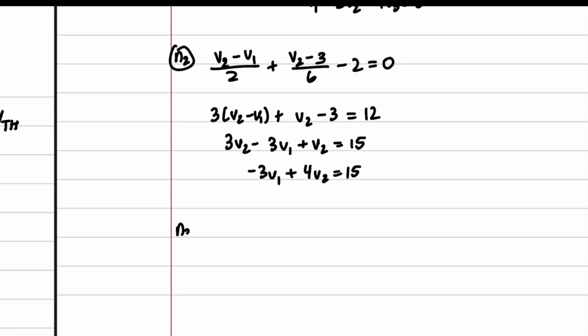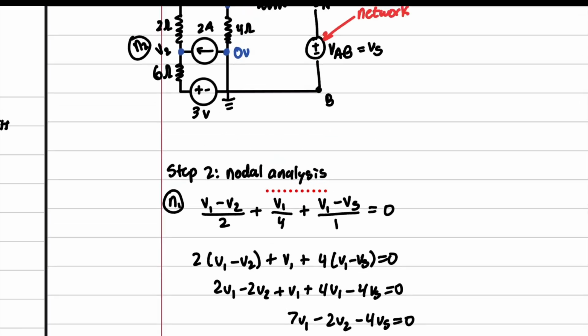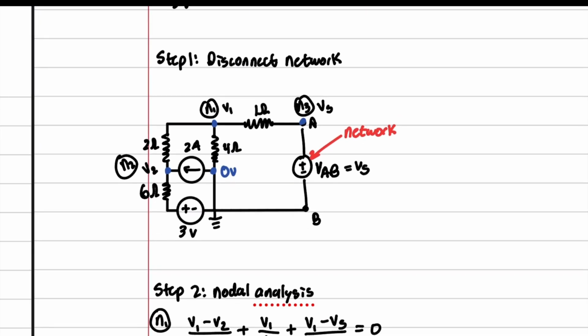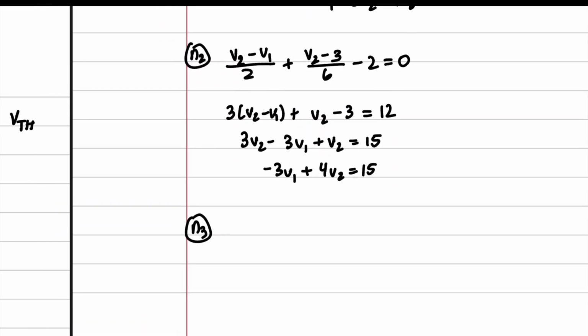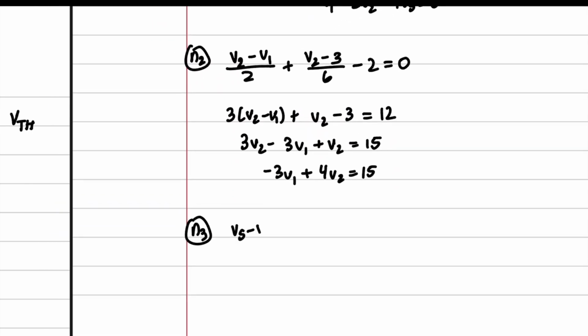Now we have node 3 for our third equation because we have 3 unknowns. And that is going to be simply Vs minus V1 over 1 equals 0. And notice, we get that Vs is equal to V1.